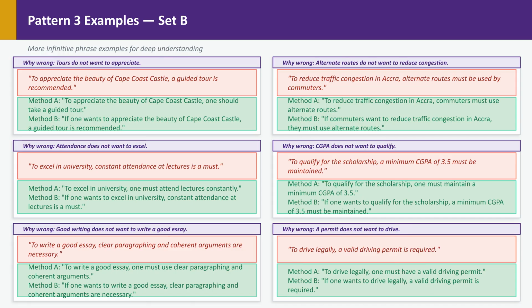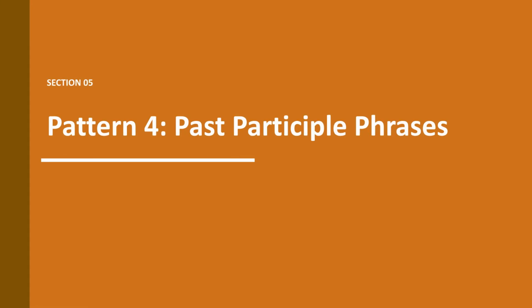This second set of Pattern 3 examples provides further illustration of fixing dangling infinitive phrases. Again, observe how both correction methods resolve the logical disconnect caused by the wrong subject. We now move to Section 5, Pattern 4, which covers past participle phrases. These phrases often describe a state or completed condition using a past participle or adjective.